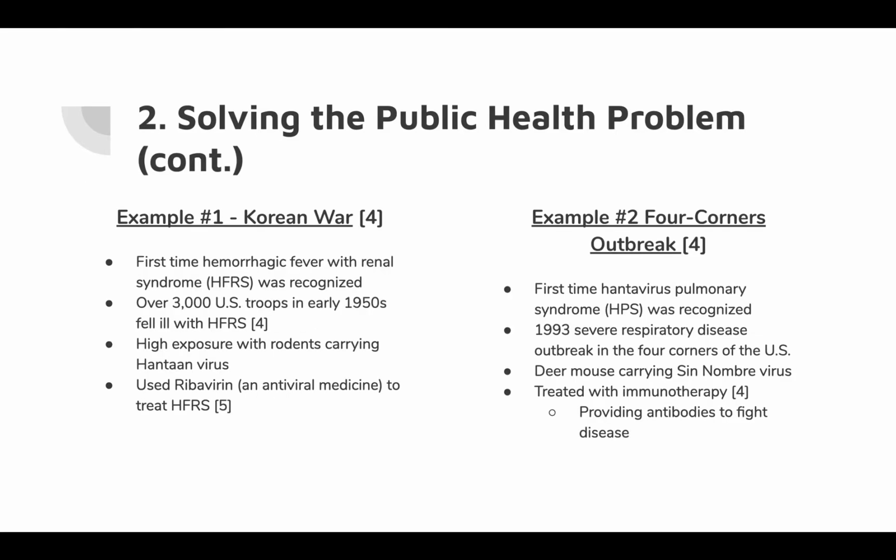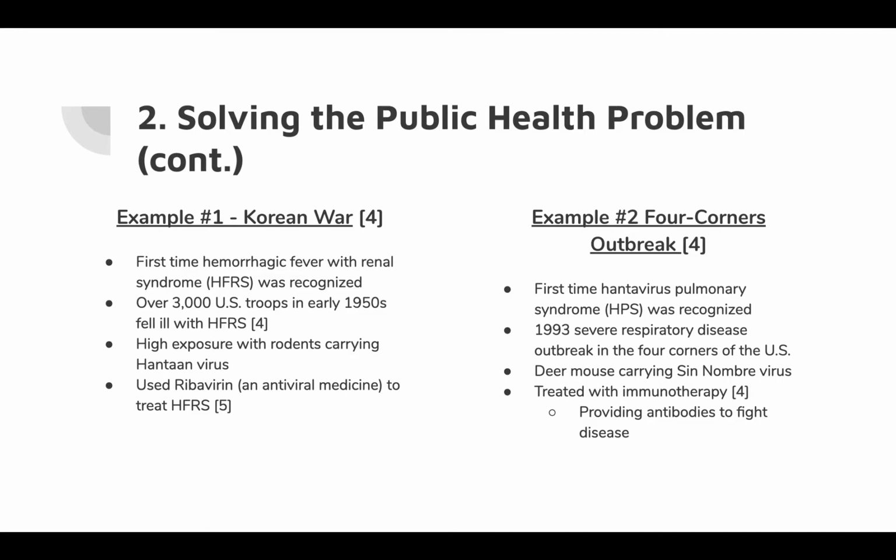One example of solving a hantavirus outbreak was during the Korean War when over 3,000 U.S. troops fell ill to hemorrhagic fever with renal syndrome in the early 1950s. Healthcare officials solved the issue by administering ribavirin to the infected soldiers.